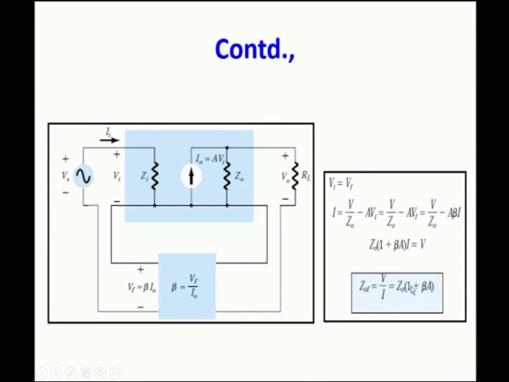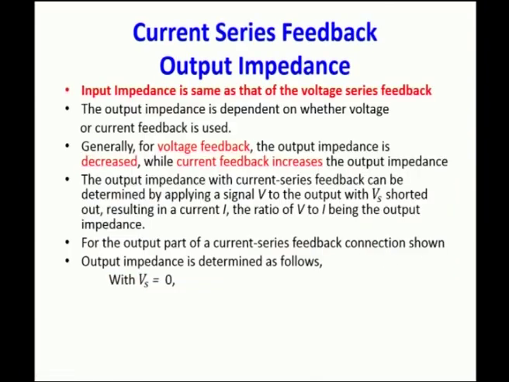That is what we have derived here. So, for the current series feedback, only the output impedance we have derived now, because we have already seen the gain of the amplifier and the input impedance of the amplifier also. And finally, the current shunt feedback.